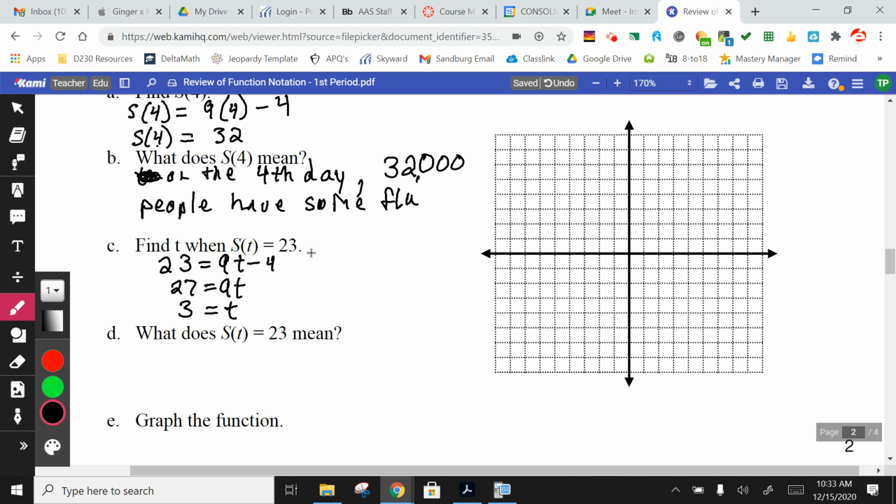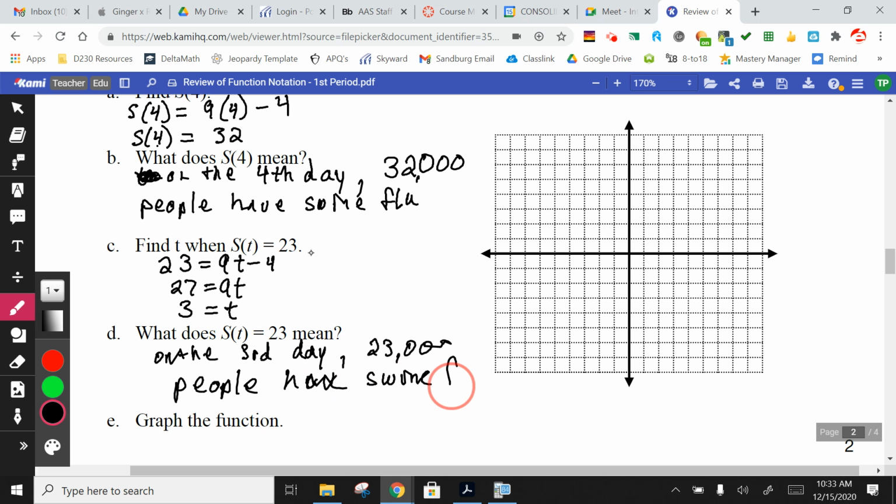What does S of t stand for? That just is telling us that now, on the 3rd day, 23,000 people have swine flu. All right.